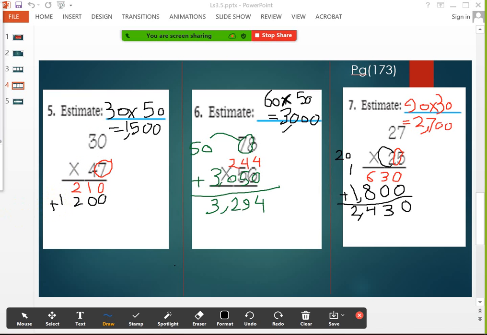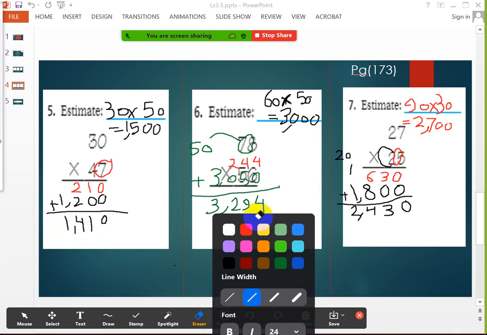Now let's continue with Rinad. I want to add the numbers. 0 plus 0 equals 0. 1 plus 0 equals 1. 2 plus 2 equals 4. Very good. And there is no thousand, so the number will be 1,410. Very good. Thank you so much, Rinad.